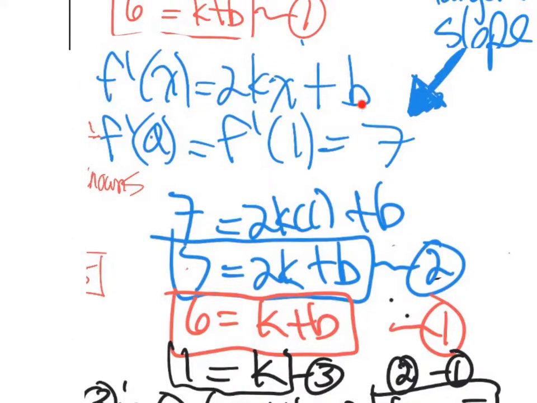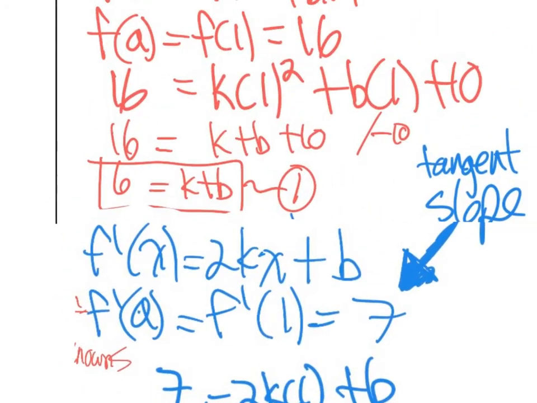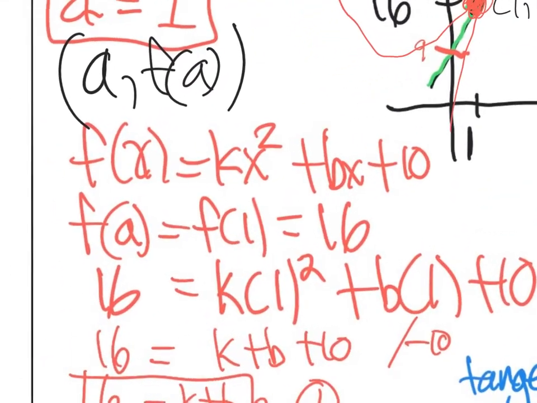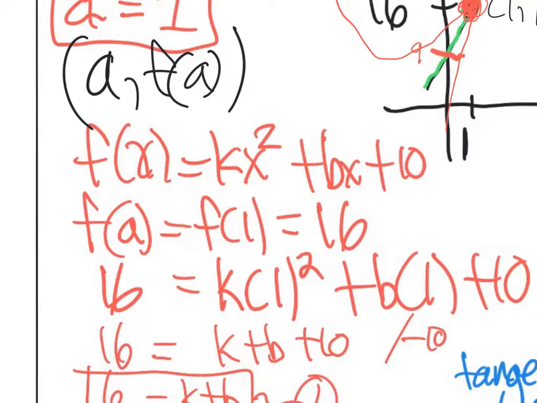Well, luckily I can use the tangent slope equation. Okay, the tangent slope is 2 times k times x plus b. So again, where does that come from? Well, look back up here. There's the original curve. So the original curve is kx squared plus bx plus c. Well, kx squared, what's the slope of kx squared? 2 multiplied by k multiplied by x.